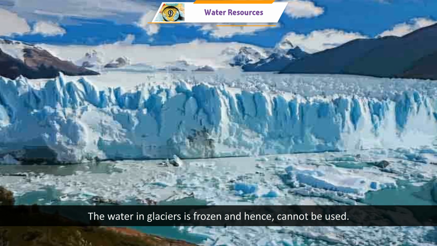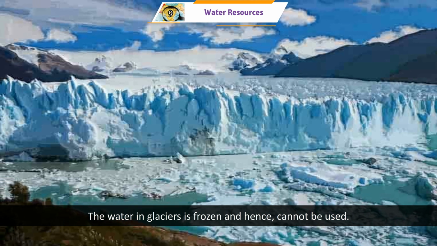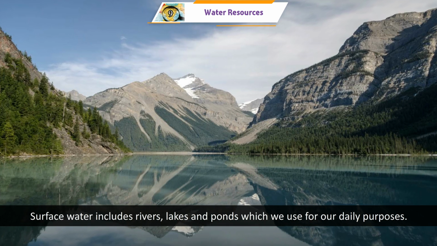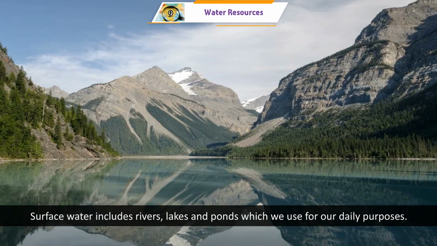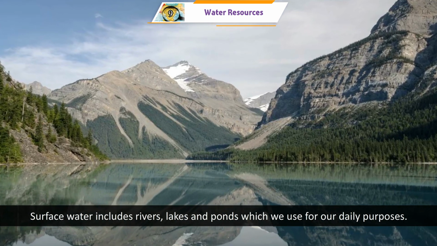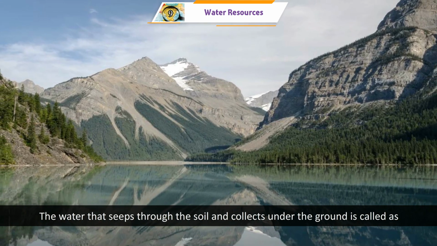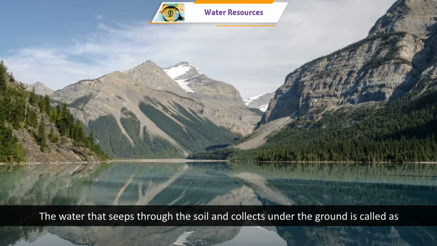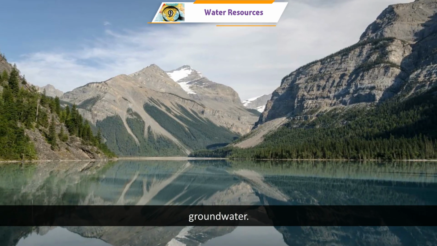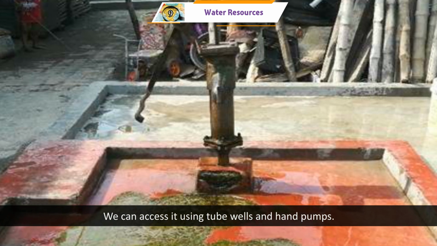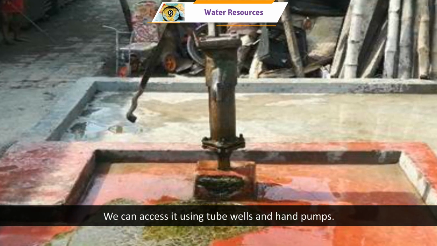The water in glaciers is frozen and hence cannot be used. Surface water includes rivers, lakes, and ponds, which we use for our daily purposes. The water that seeps through the soil and collects under the ground is called groundwater. We can access it using tube wells and hand pumps.